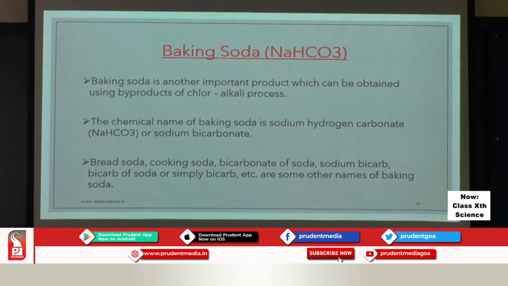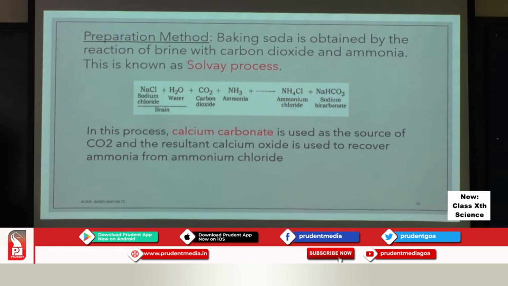a mild base, a very mild base, but it is a very important product which is obtained from the chloralkali process. The chemical name is sodium hydrogen carbonate or sodium bicarbonate. It has various names: bread soda, cooking soda, bicarbonate of soda, sodium bicarb, bicarbo soda, or simply bicarbonate, etc. It's not only added in pakoda, it's also added in dosas. So you see how widely we are using these products in our house.